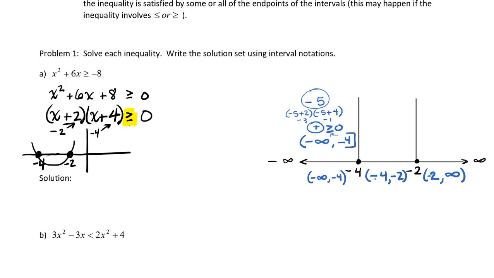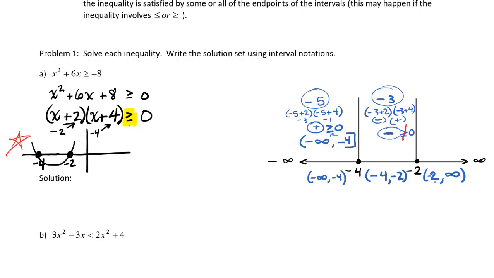Now let's test a value between negative 4 and negative 2. Negative 3 would be a good choice, and we'll see what we get. Negative 3 plus 2 times negative 3 plus 4 gives me a negative times a positive, which gives me a negative output, and a negative output is not greater than or equal to 0. So we'll put a slash through it. That is actually below the x-axis, and if you look at the little sketch I drew over here on the left, you can see that that is actually the case.